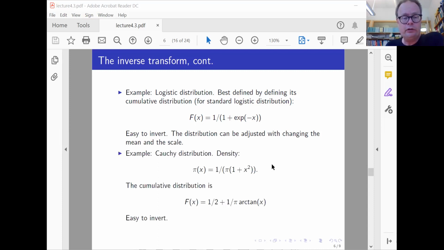Another example is a Cauchy distribution, which has this density. Integrating it gives you this cumulative distribution function, and again, it's easy to invert. So whenever you can invert this function, you have a very easy way to simulate from the density.